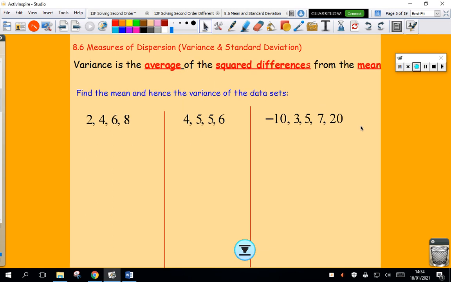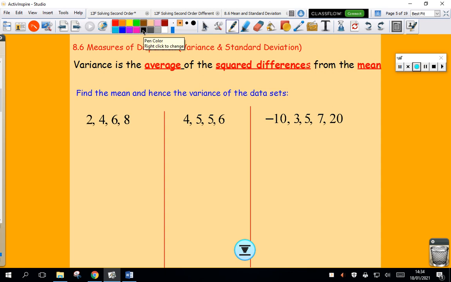Okay, in this class I'm going to look at two measures of dispersion we haven't looked at yet. One is called the variance and the second one is called the standard deviation. Standard deviation is actually just the square root of the variance. So we look at the variance first.